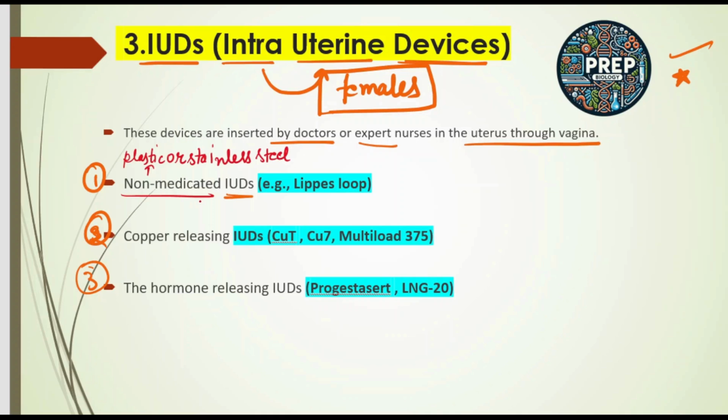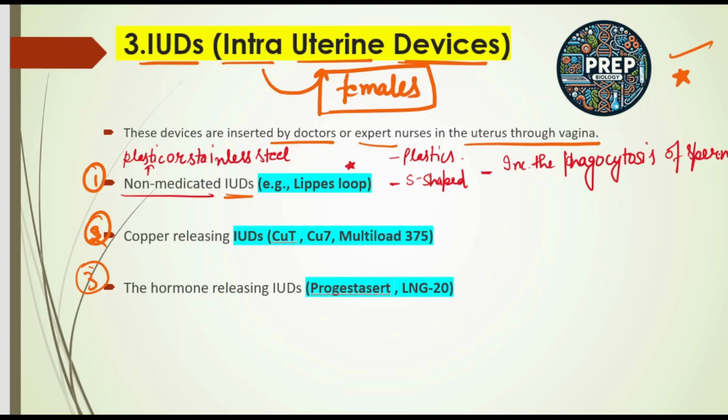Okay, so under the non-medicated IUDs we have the Lippes loop. Example, Lippes loops are made of plastic. These are the double S-shaped structure. And what is the function of the Lippes loop? It increases the phagocytosis of the sperm within the uterus. The function of each and every type is very important.